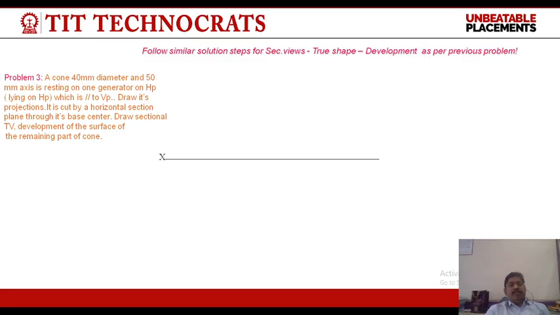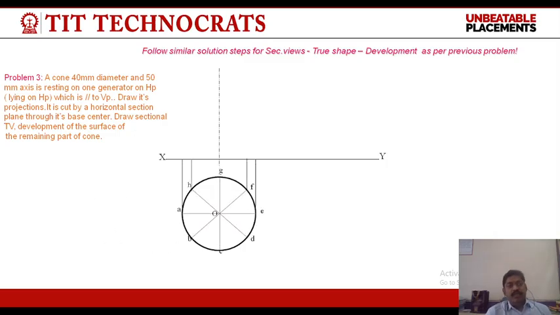A cone 40 mm diameter and 50 mm axis is resting on one of its generators on the HP, with the axis parallel to the VP. Draw its projections. It is cut by a horizontal section plane through its base center. Draw the sectional top view and the development of the surface of the remaining part of the cone.